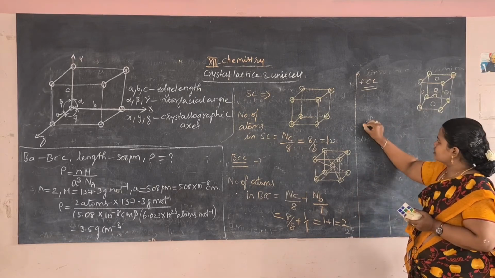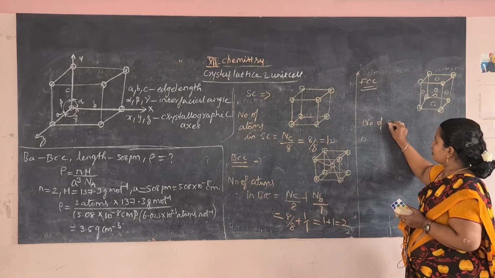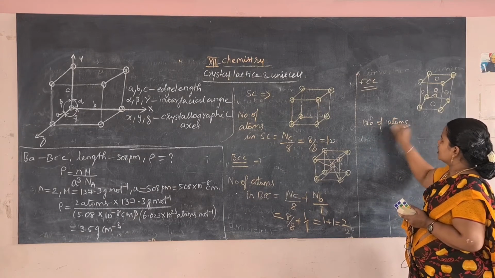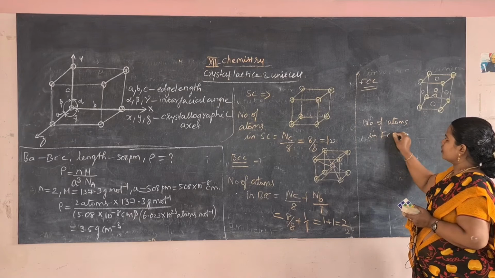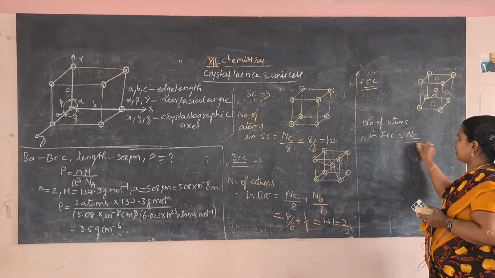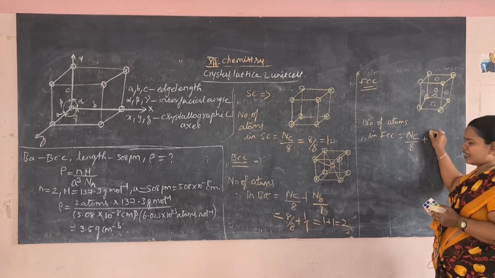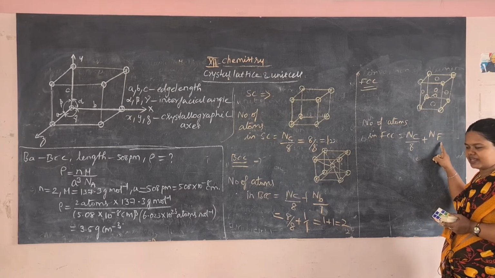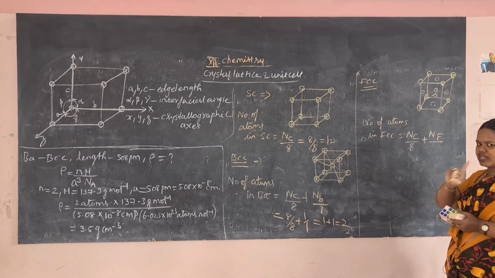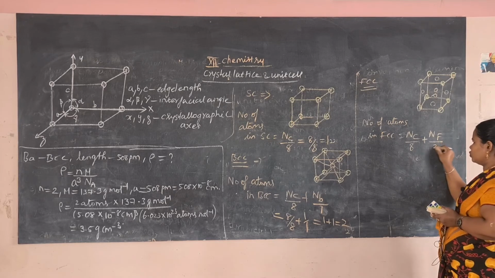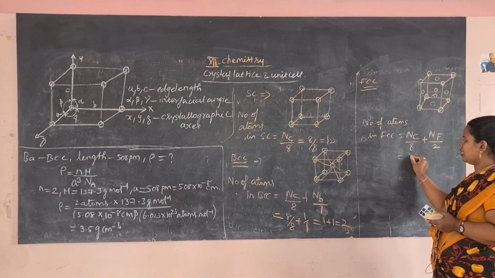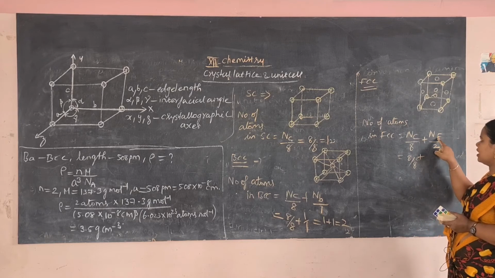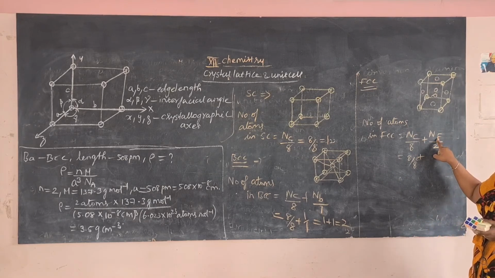So the number of atoms in FCC will be equal to NC by 8 plus NF. So NF is nothing but the number of atoms at the face center, that is shared by 2 unit cells, no? So 2. So here 8 by 8 plus the number of atoms at the face. How many atoms are at the face?